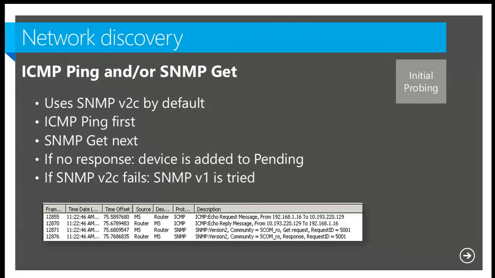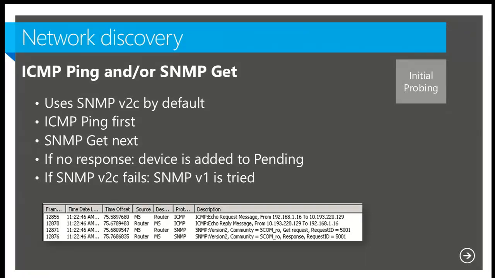Now, if you look at the first phase, where we do the ICMP ping and/or the SNMP get, it actually uses v2 by default. So if you want to do v1, you need to set it. If you want to do v3, you actually need to set it. Then we do an ICMP ping. Again, if you left the default, we'll do an ICMP ping, and if it responds, we'll go to SNMP get, see if we can get to the device, and get the basic infrastructure response. If we don't get a response, we'll actually go to pending, and I'll show you a few events in a second so you know what to follow and how to see.